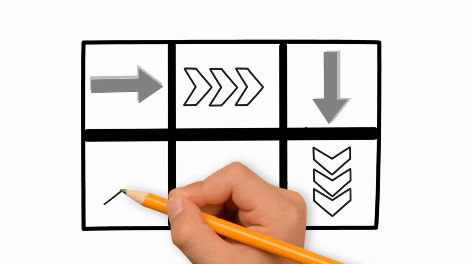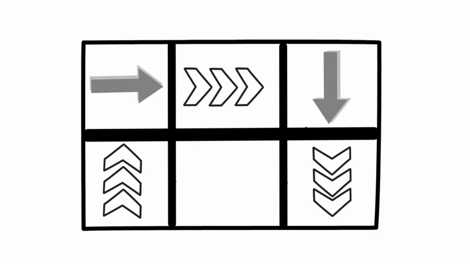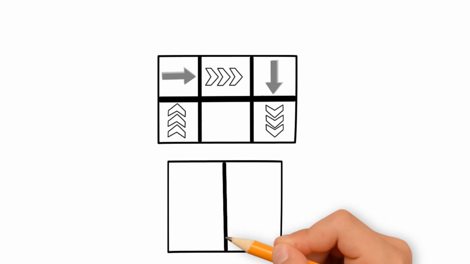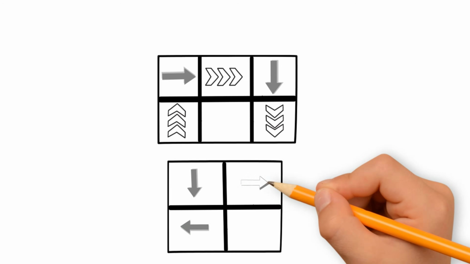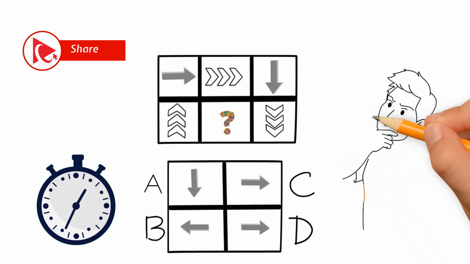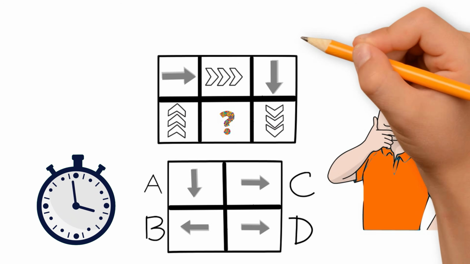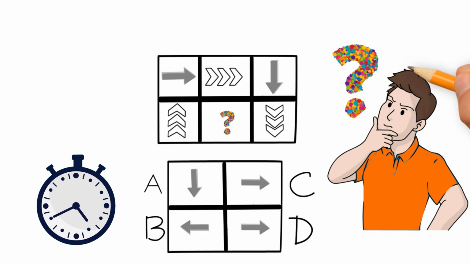There are 6 possible spaces in the 2x3 matrix. 5 shapes are present, and 1 shape is missing. You're presented with 4 different choices to identify the missing shape, which is highlighted by the question mark. You have choices A, B, C, and D. Give yourself 10 to 15 seconds to see if you can identify the right answer. Did you figure out the correct answer? Let's continue to see if we can get to the correct solution together.